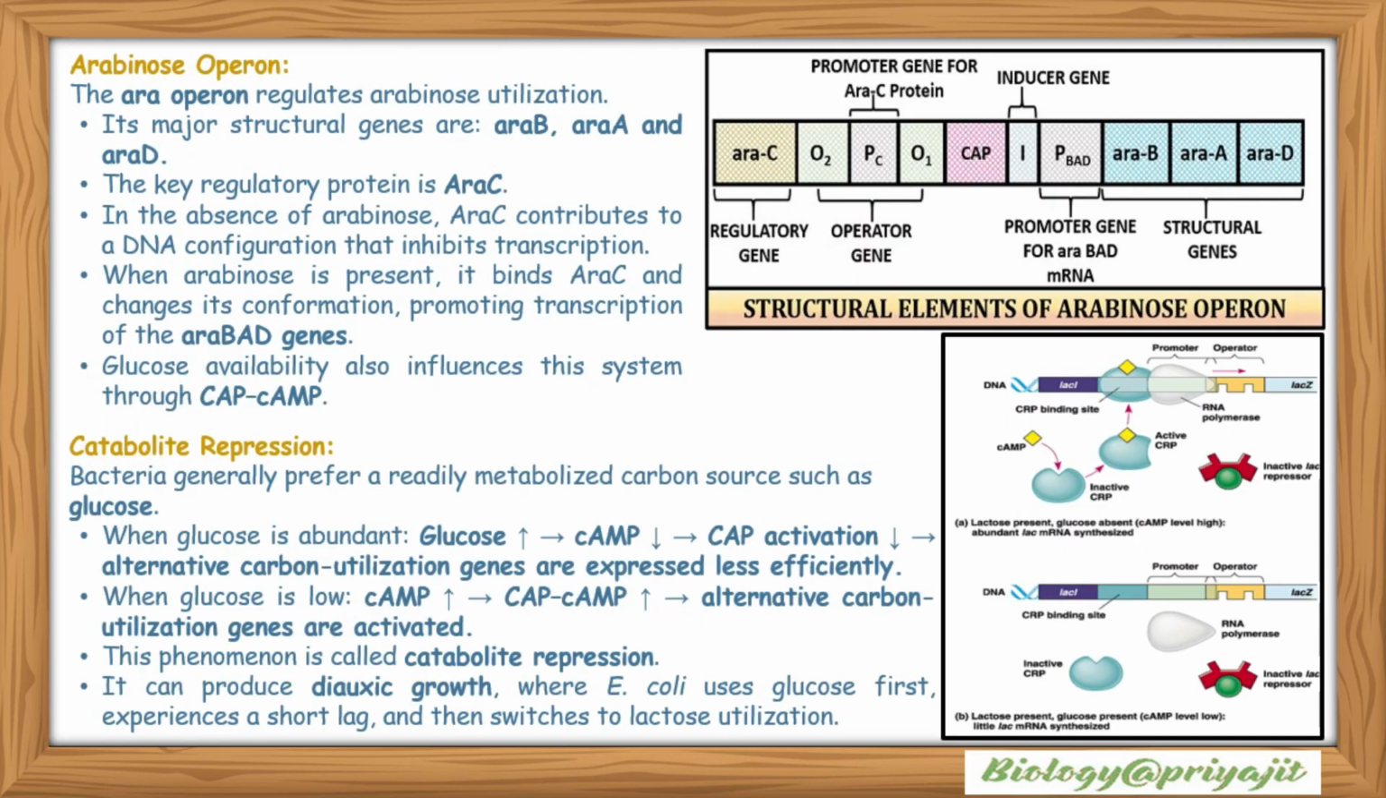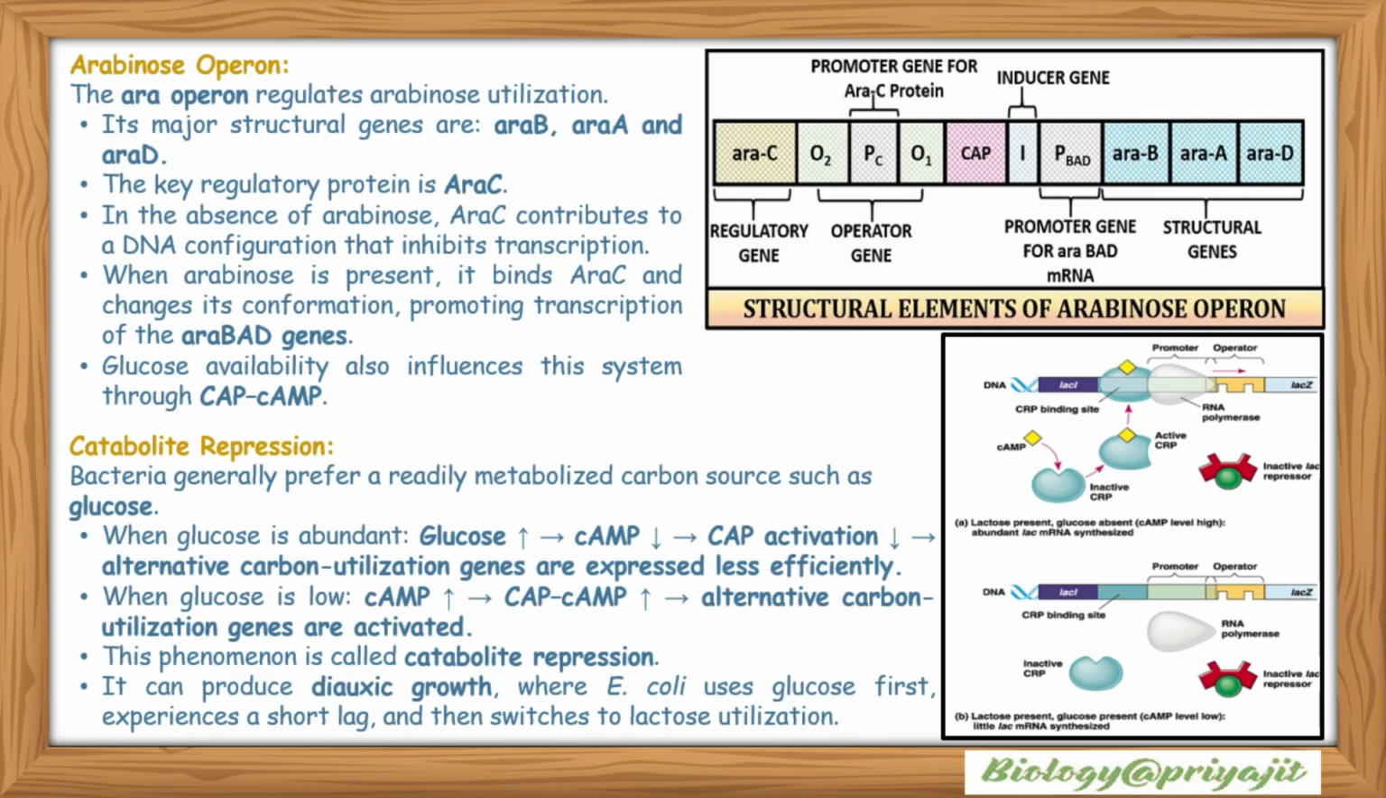Arabinose operon. The arabinose operon regulates arabinose utilization by the bacteria. Its major structural genes are araA, araB and araD. The key regulatory protein is AraC. In the absence of arabinose, AraC contributes to a DNA configuration that inhibits transcription. When arabinose is present, it binds AraC and changes its conformation, promoting transcription of the araBAD genes. Glucose availability also influences this system through the CAP-cAMP mechanism.